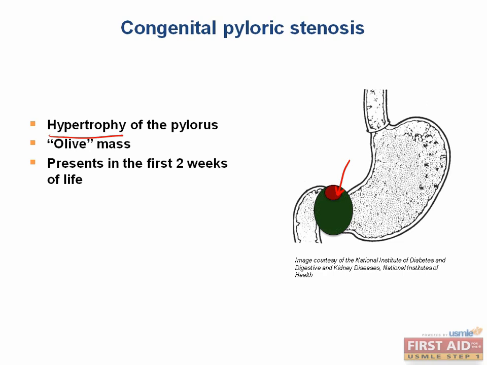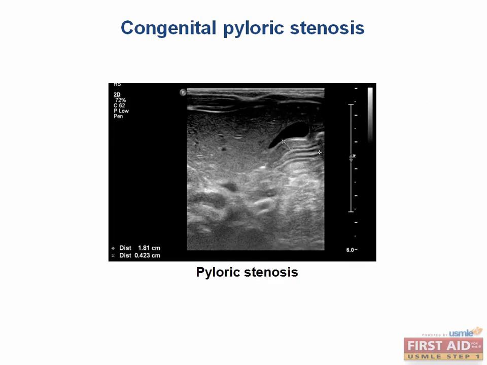On physical exam, the hypertrophic pylorus is often palpable, and this is commonly called an olive mass. This also presents in the first 2 weeks of life. Since food can't pass into the intestine and the stomach is trying to squeeze the food into there, this force causes projectile vomiting. However, since it never makes it to the intestine, it's non-bilious. Here we can see an ultrasound of a 5-week-old boy with non-bilious projectile vomiting, and here's the pyloric stenosis. This is much more common in males.